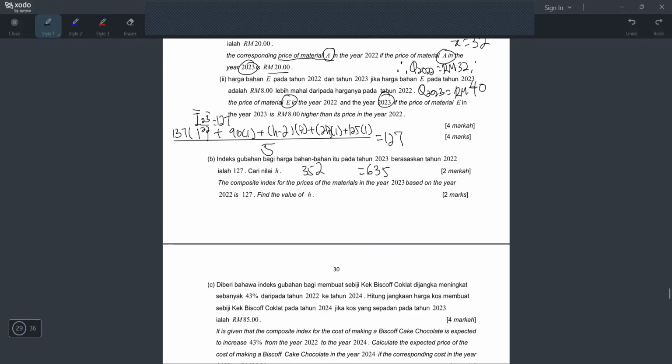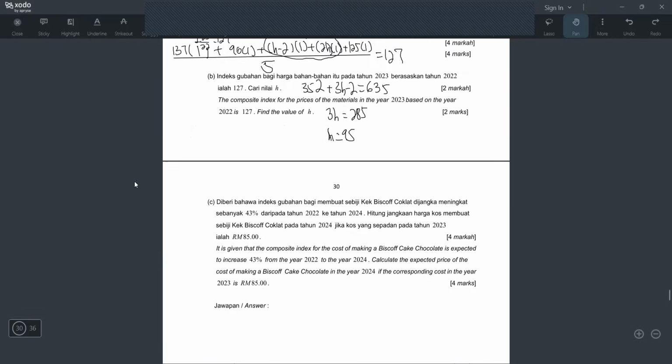And then this one with this one can be combined. So what is h minus 2 plus 2h? h plus 2h is 3h and then minus 2, right? So how to find 3h? Let's see. I will take 352 minus 2, which is 350, and then 635 minus 350. So 285. And then h equals 285 divided by 3. My calculator gives me 95, right? So my h answer is 95, right? So that's it, right? So hope you understand.